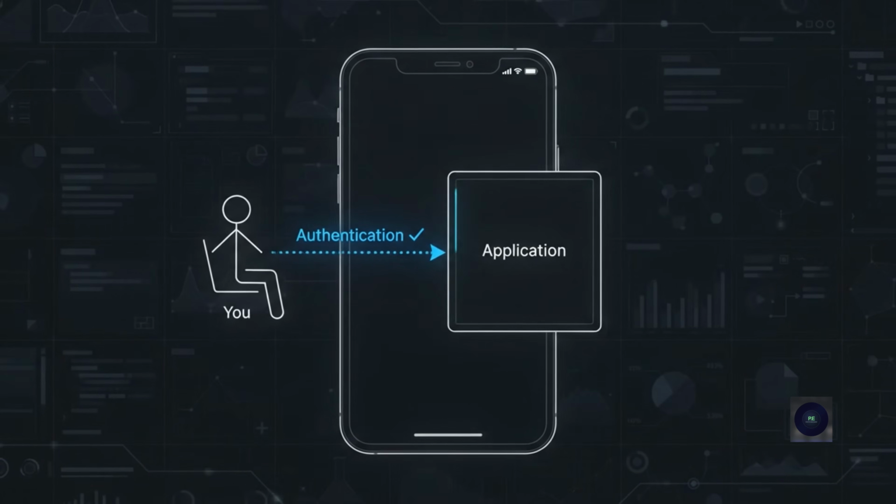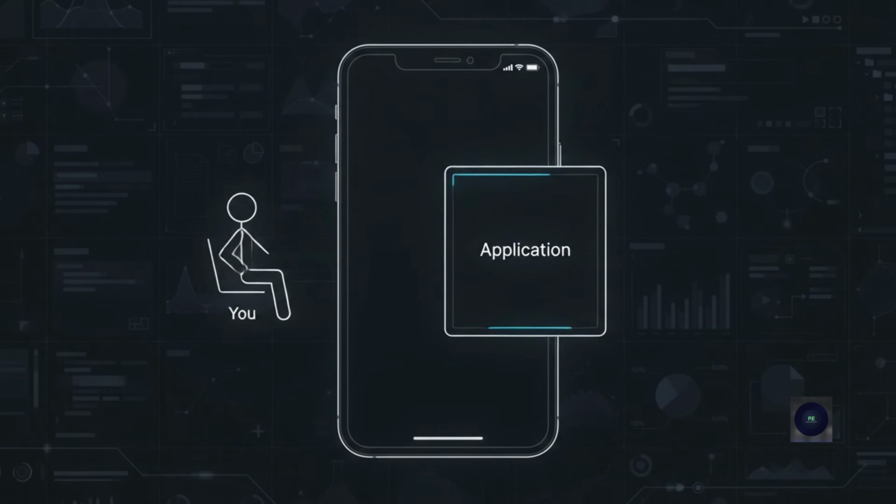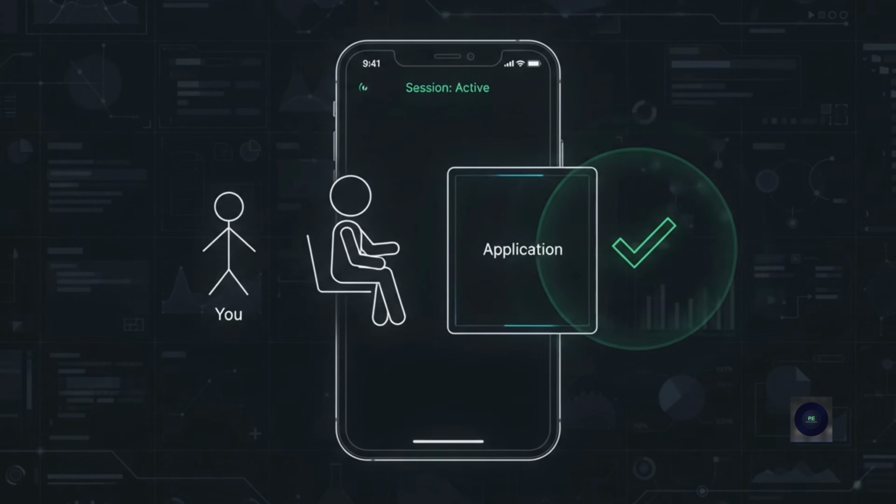So you proved who you are. The app verified your proof. But then something interesting happens. You open the app again, just later. And it doesn't ask for your password. So how did it remember you?